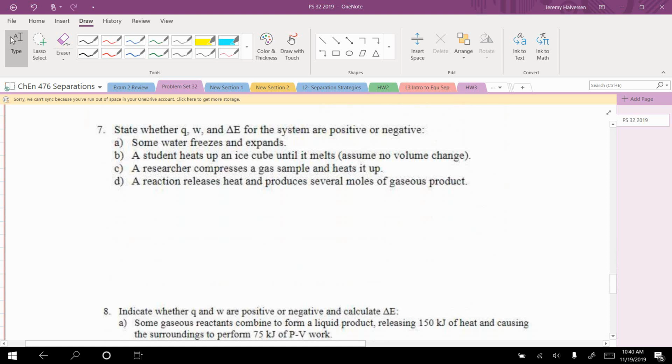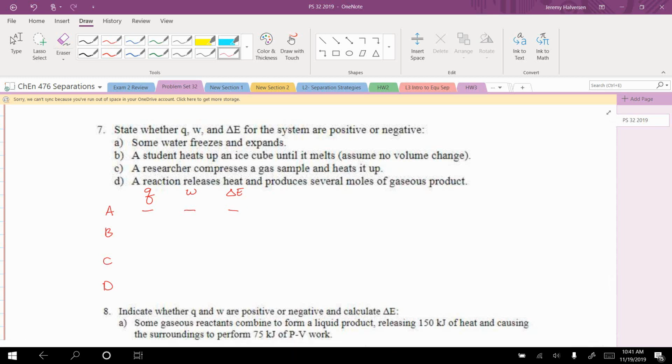State whether Q, W, and delta E for the system are positive or negative. Okay. So we're going to do this. A, B, C, D, E: Q, W, delta E. So for A, water freezes and expands. If the water freezes, that means that heat's being released, because to melt water, we have to put heat in. So if water freezes, heat's being released, which means Q will be negative. It expands. Something expands, it's doing work, so that's going to be negative. So delta E must be negative.